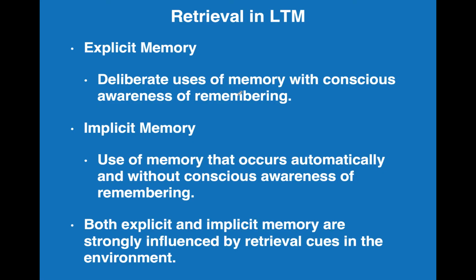How can long-term memory be retrieved? Explicit memory, such as episodic memory and semantic memory, involves consciously aware remembering. So, explicit memory is the deliberate use of memory with conscious awareness of remembering.